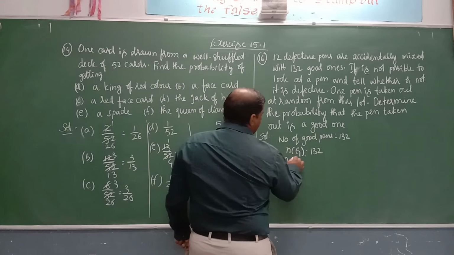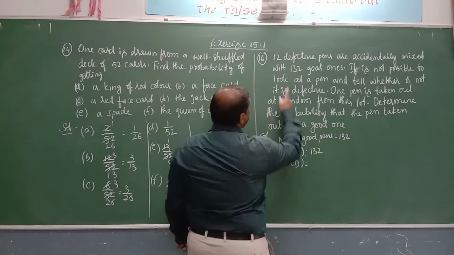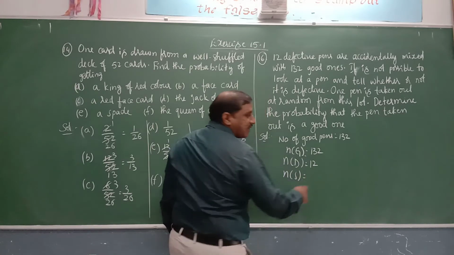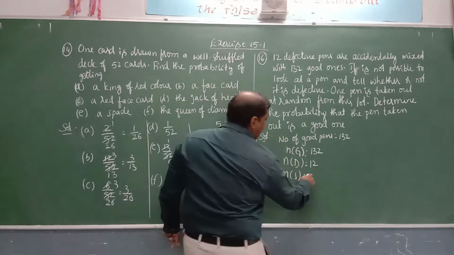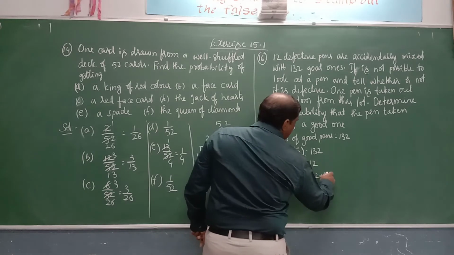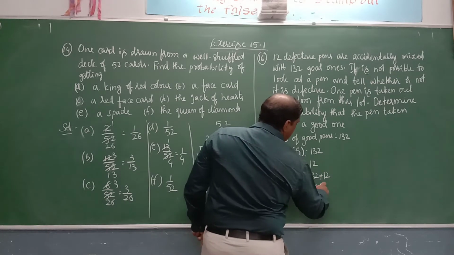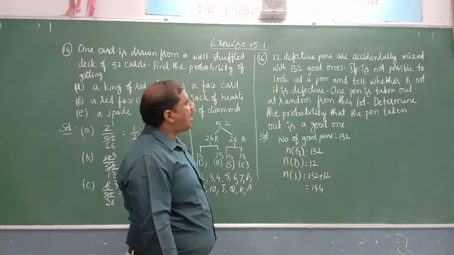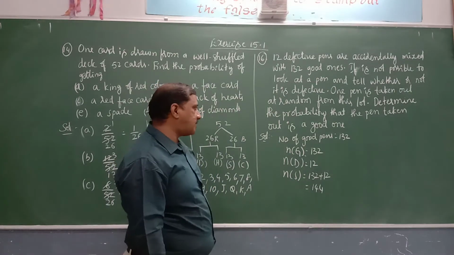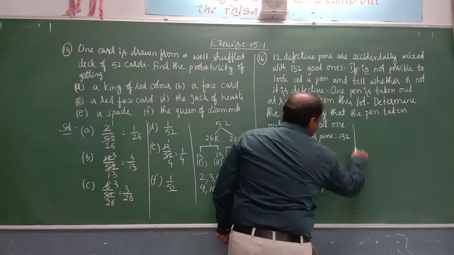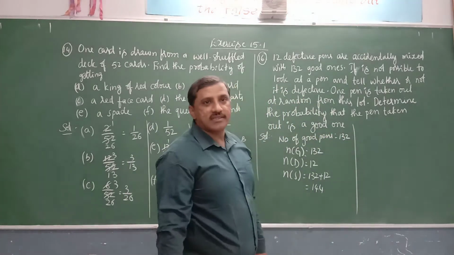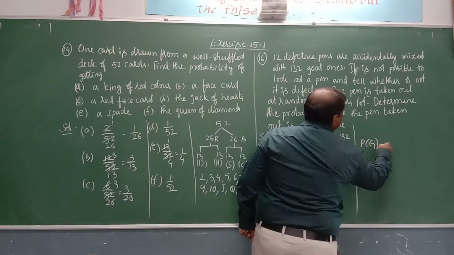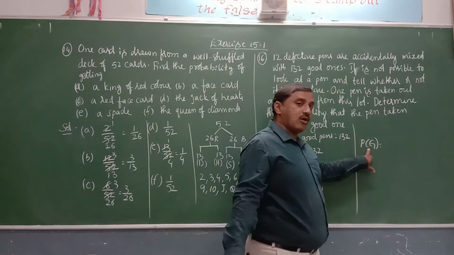So n of D. D stands for defective pens. How many pens are there? 12 defective pens. n of S, that is the total sample space, all possible outcomes, that is 132 plus 12, which equals 144. 144 pens are there in that. A few are defective and the remaining are good pens. Now what do we need to find? Find the probability that the pen is a good one. So that is P of G. P of G means probability of a good pen.